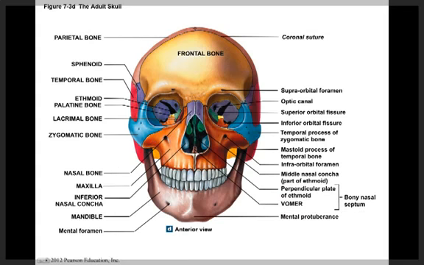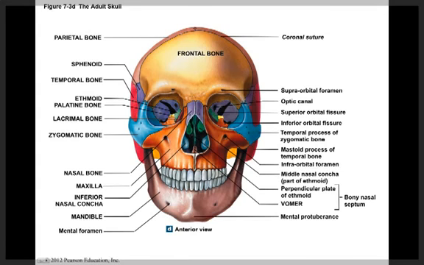Another structure that the ethmoid bone creates are the middle nasal concha. These concha are projections off of the ethmoid bone into each of the nasal cavities. There are three nasal concha. There's a superior, a middle, and an inferior nasal concha. The middle nasal concha that we're seeing right here is actually part of the ethmoid bone on the right and the left.